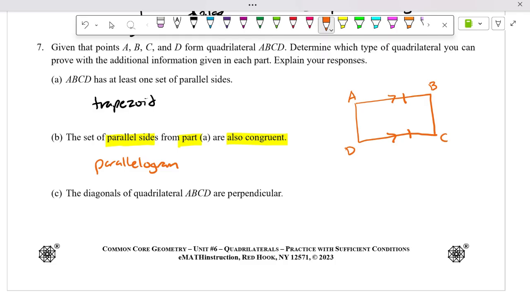Now, let's go a step further and say that the diagonals, and this is not drawn to scale, but let's say the diagonals were perpendicular. What can we say it is now? A rhombus.